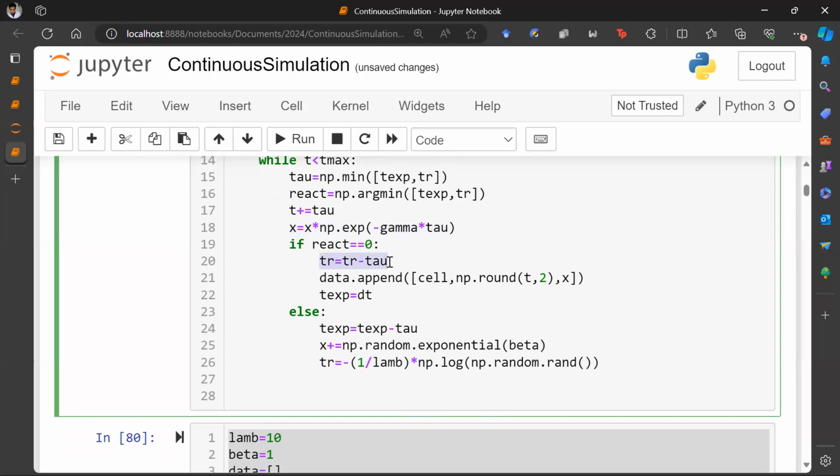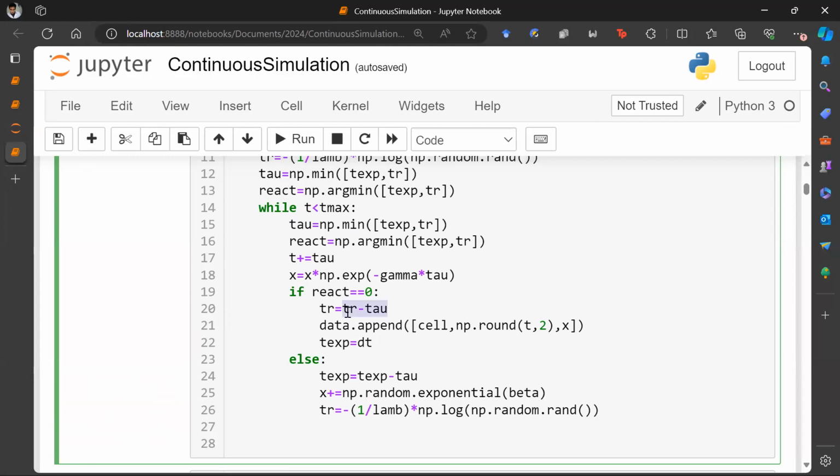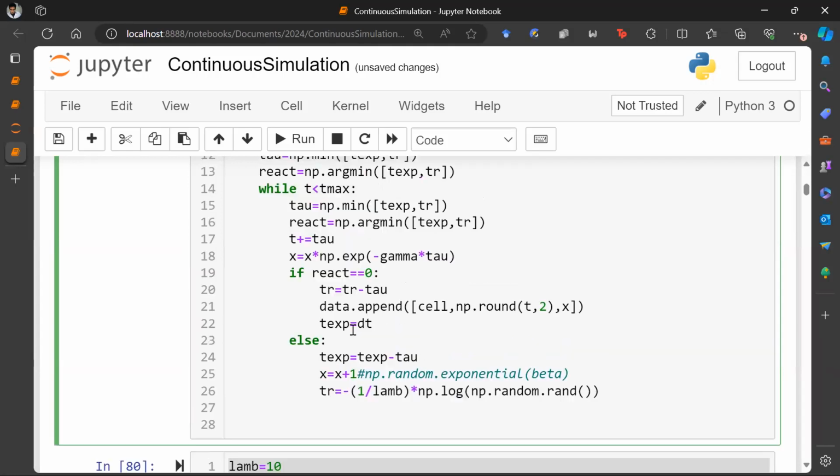If the reaction is export, I subtract tau from the time to the next burst, and I save the data, and the new time for exporting is going to be dt. And if it's the opposite, I do the opposite. I subtract tau from the time to exporting, and I perform the reaction. This can be essentially x is going to be x plus something. So you can use whatever you want. If you want, let's say, to increase only one molecule, it's okay. And you propose a new time for reaction.